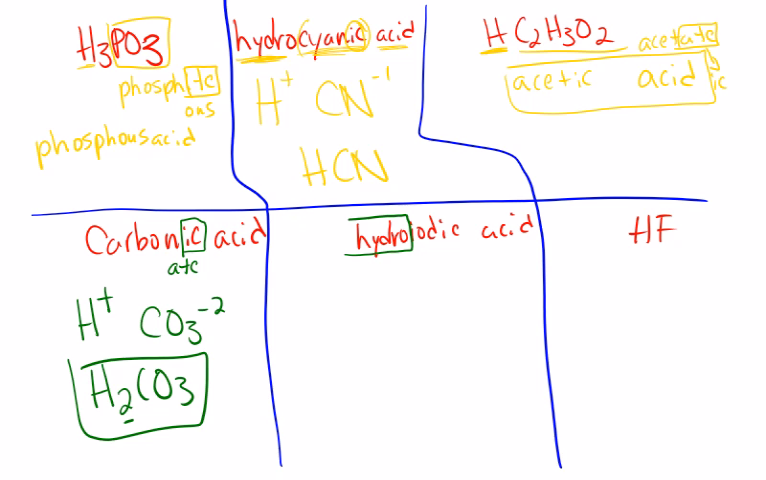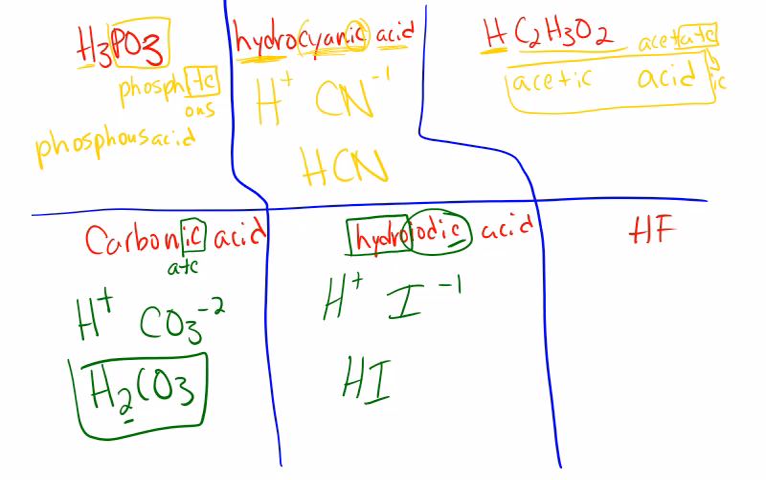Next up, we have hydro. That tells me it's binary. Ends in ic, so that tells me simply that this is not a polyatomic. It is a monoatomic, and that is iodine. Sometimes it's hard to tell, but that's iodine. And we know it's an acid. So here we have H plus and I minus, so we have HI, hydroiodic acid.